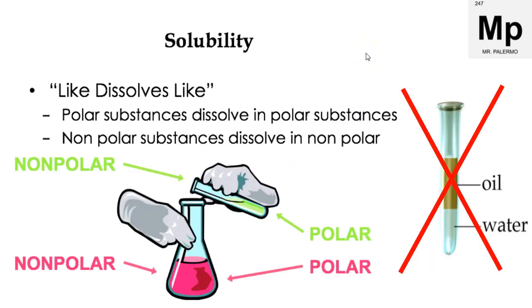In terms of solubility, like dissolves like. So going back to our bonding unit, a polar molecule is going to dissolve in another polar substance, and a nonpolar dissolves in nonpolar. And so that's the reason why oil and water do not mix, because water is very polar and oil is nonpolar, and therefore they are not like substances.